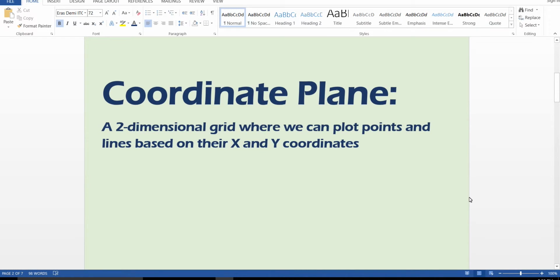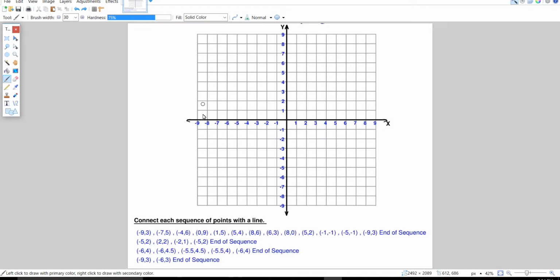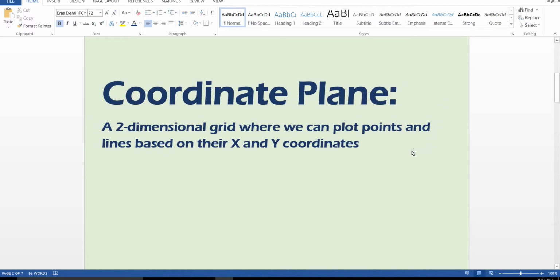So first let's talk about the coordinate plane. That is, this little thingy right here. This right here is what we would call the coordinate plane. All it is, is a two-dimensional plane. It's a grid where we can plot points and lines based on their x and y coordinates. Well, what is an x and y?